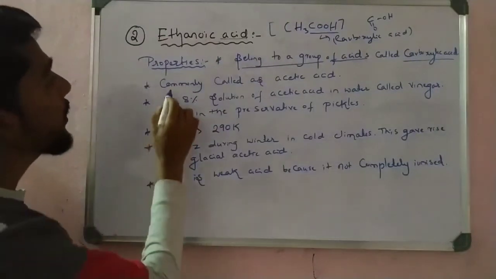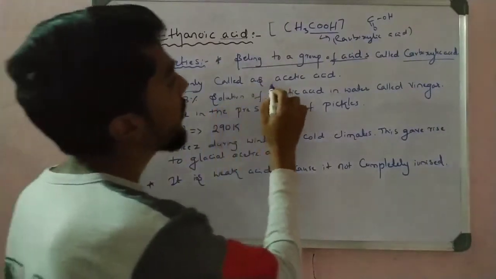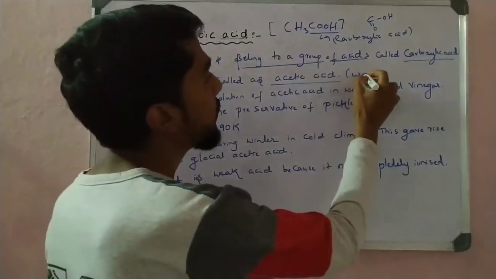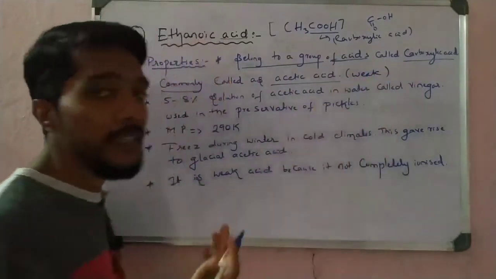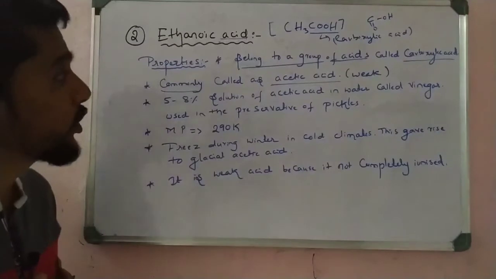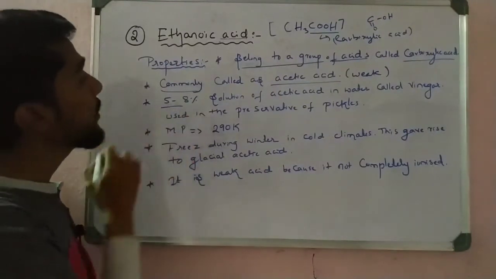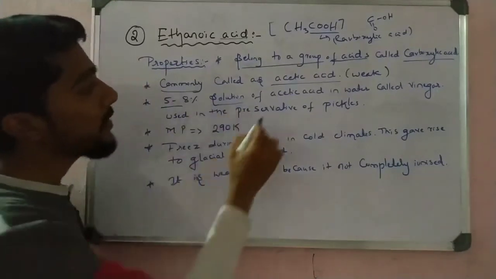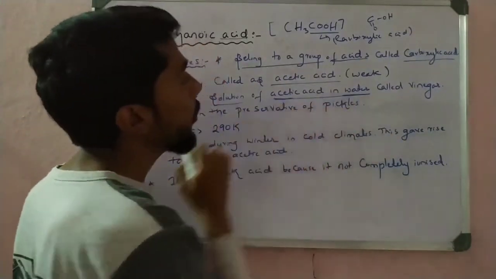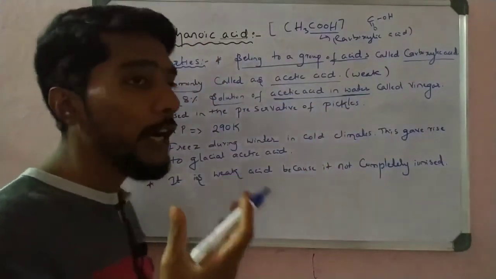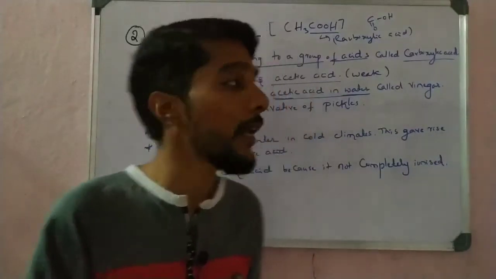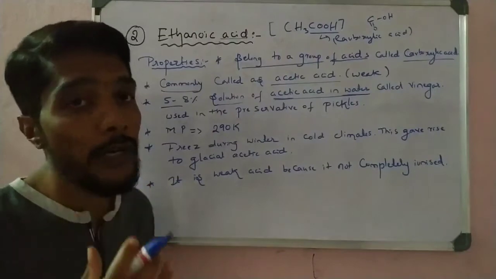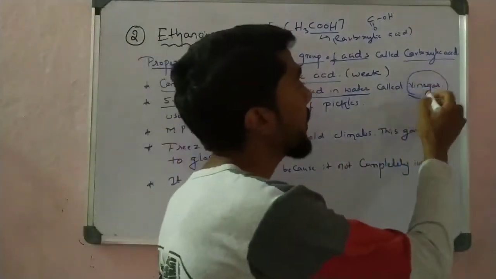Now the second one, commonly called acetic acid, a weak acid. Weak acid, that is acetic acid, CH3COOH. Next one is a new point: a 5 to 8% solution of acetic acid in water. That is very important. If we dissolve 5 to 8% of acetic acid in water, we get a new product, and that product is called vinegar.